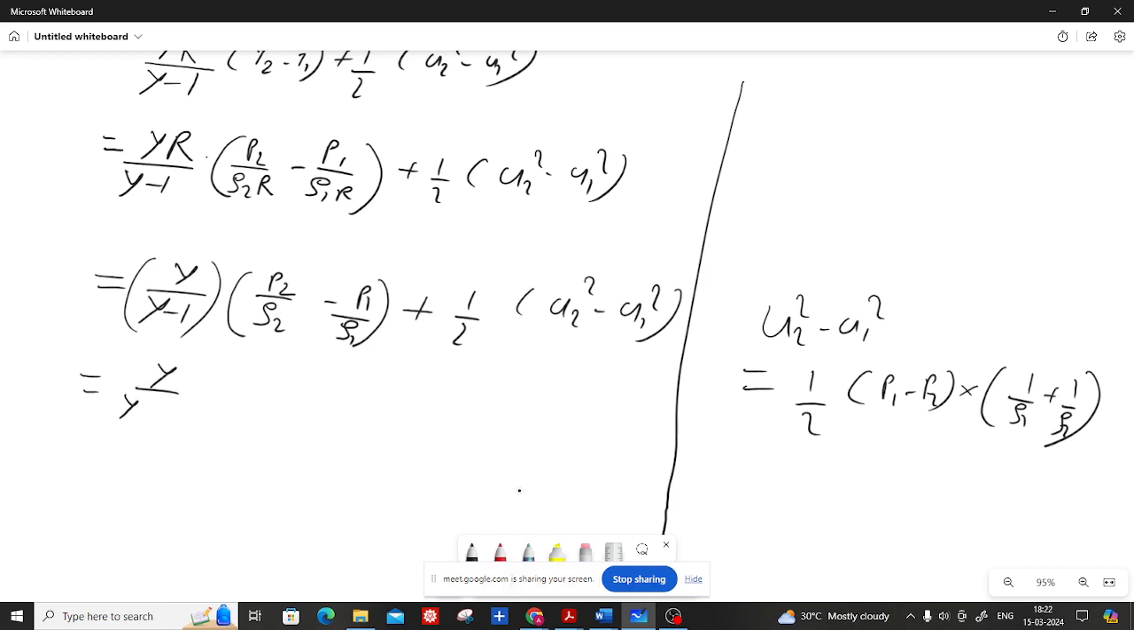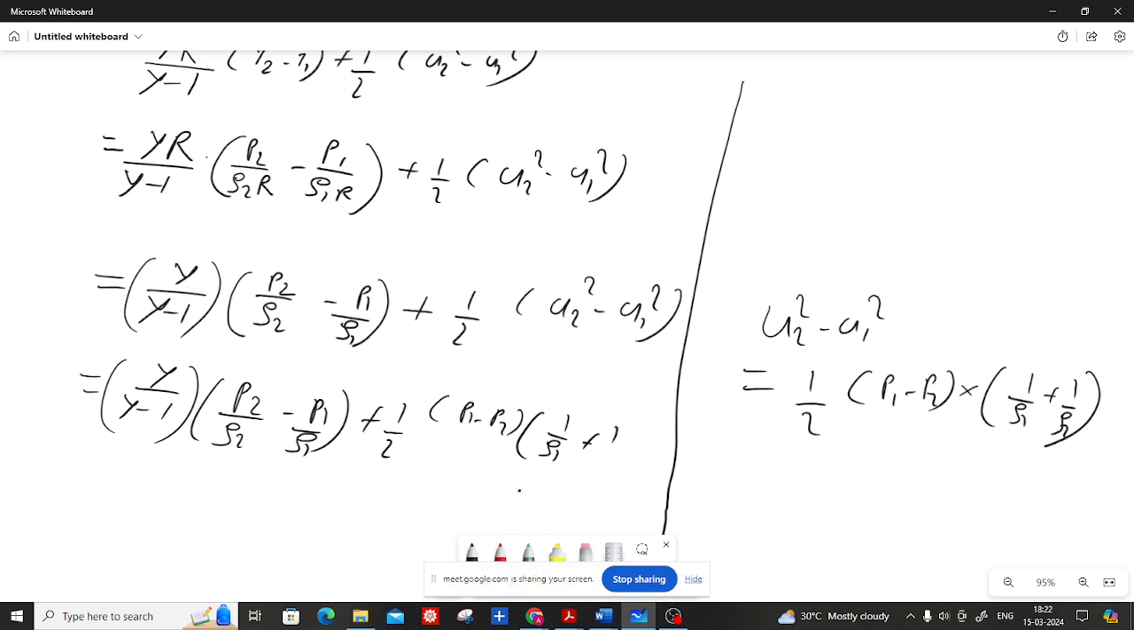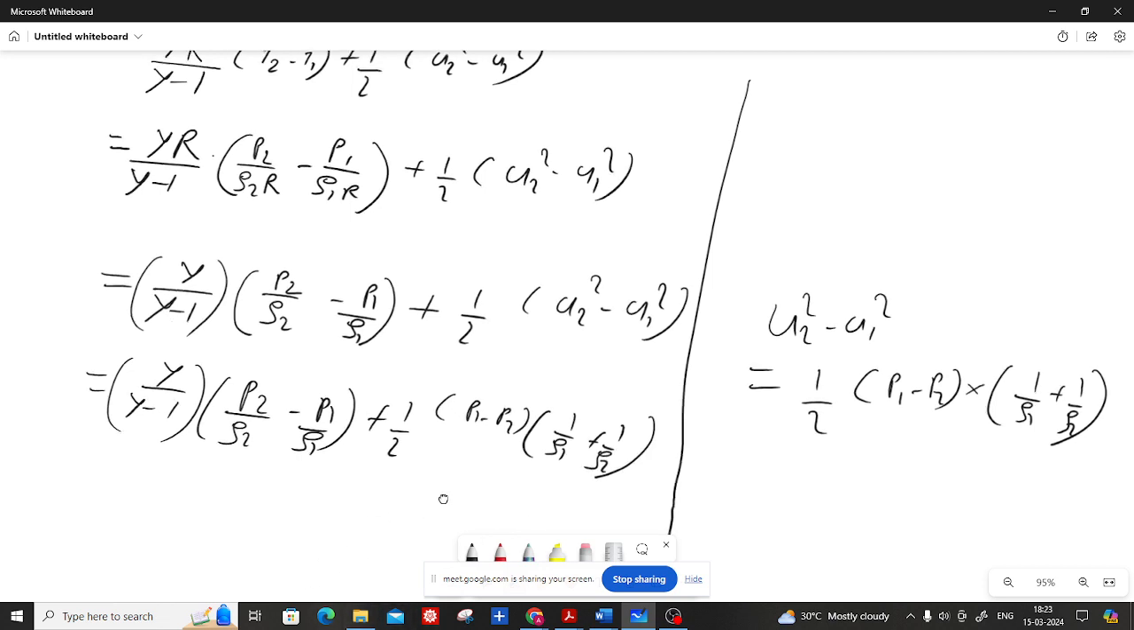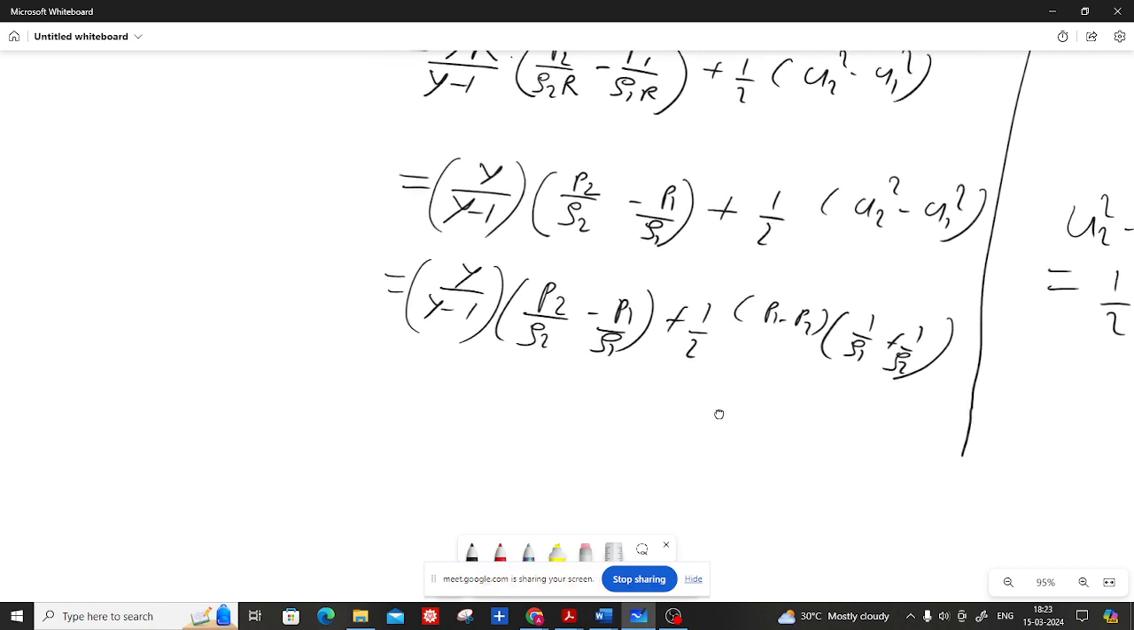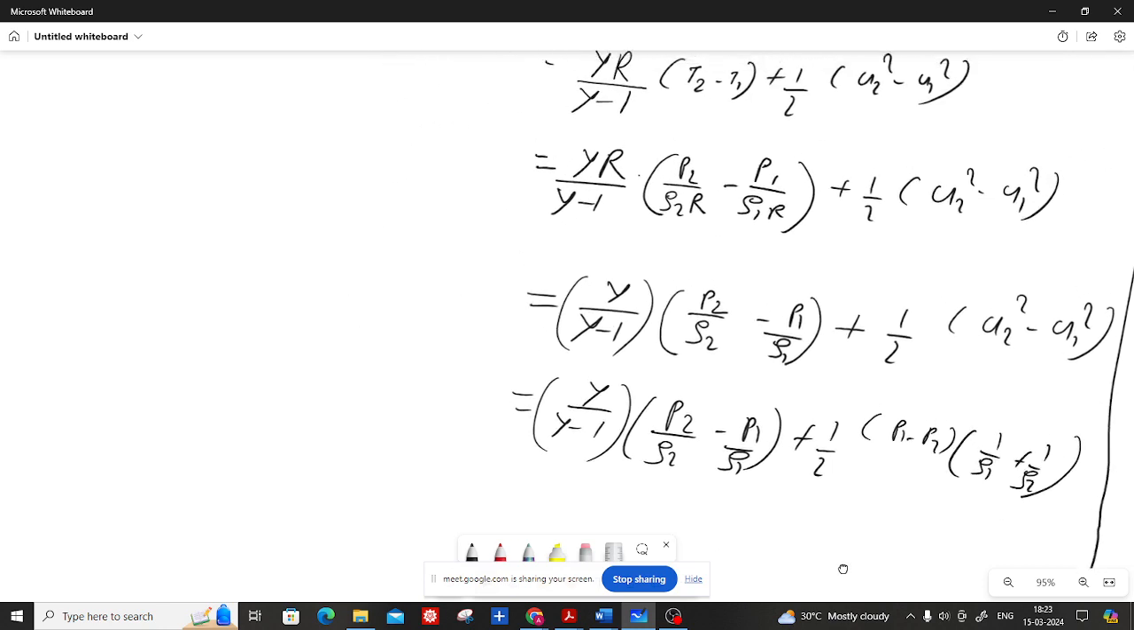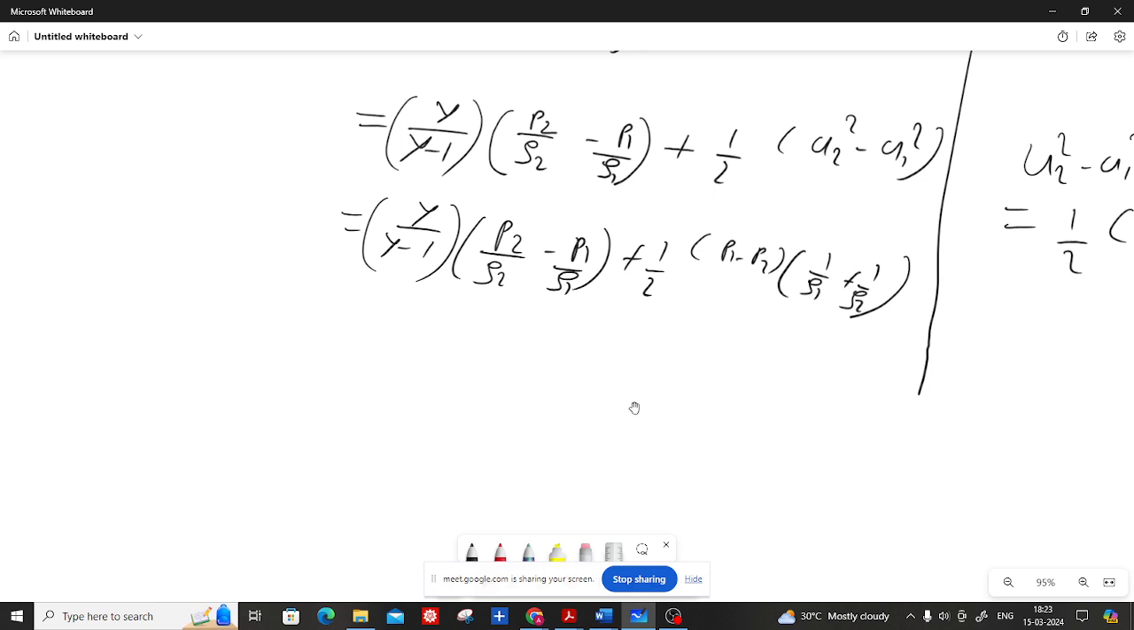Gamma upon gamma minus 1 into (P2 upon rho 2 minus P1 upon rho 1) plus 1 by 2 (P1 minus P2) into (1 upon rho 1 plus 1 upon rho 2). So now you have everything, just substitute the values, and you will get the answer. They have given gamma is equal to 1.4. What is q? Can anyone tell me what q is?